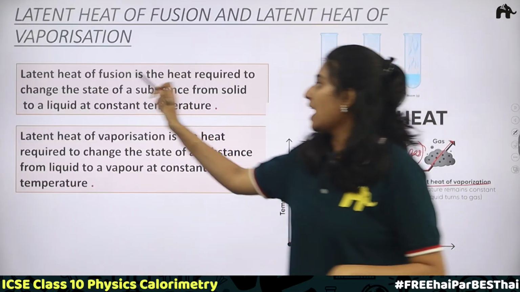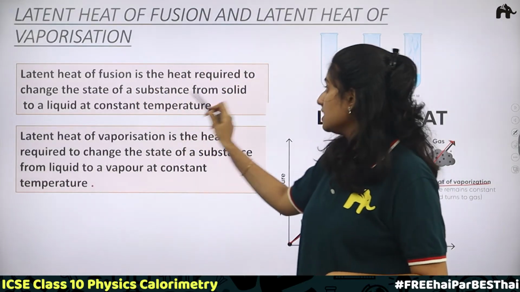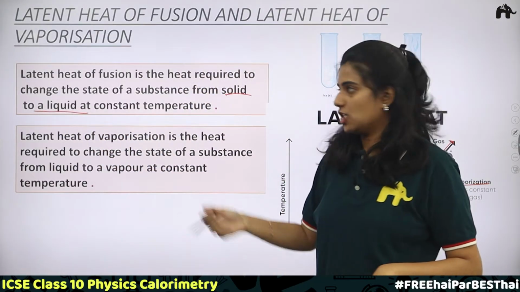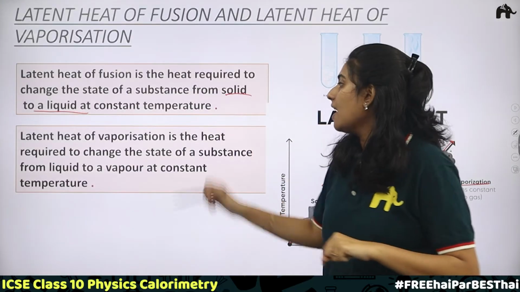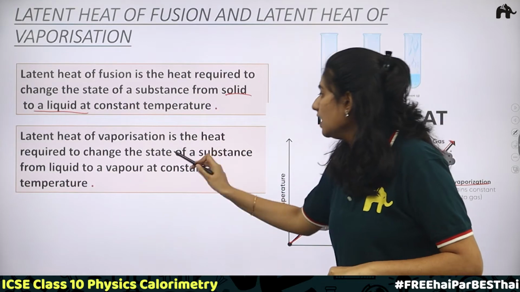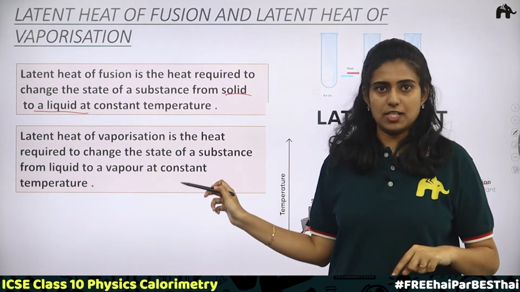So you can define latent heat of fusion as the heat required to change the state of a substance from solid to a liquid at constant temperature. Temperature remaining constant, you are converting the solid to liquid completely. And latent heat of vaporization is the heat that is required to change the state of a substance from liquid to a vapor at constant temperature.